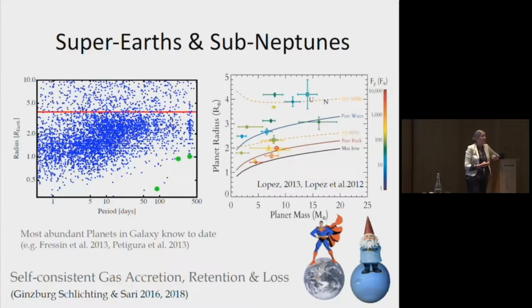Typically, they are in between the size of Earth and Neptune, on orbital periods that are well within the orbit of Mercury. In addition, we know for several of those planets that their radii are so large, given their masses, that they must have a few percent of the total mass budget in a hydrogen-helium envelope. And so we were curious to see whether we can understand the formation of these planets by self-consistently treating the gas accretion and the subsequent evolution and loss from those planets.